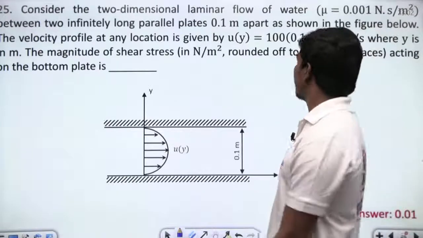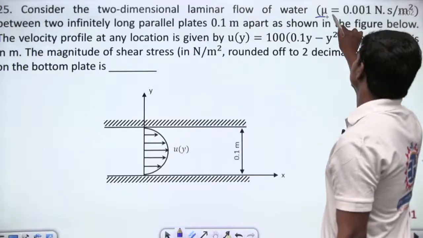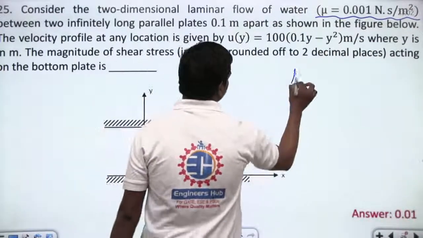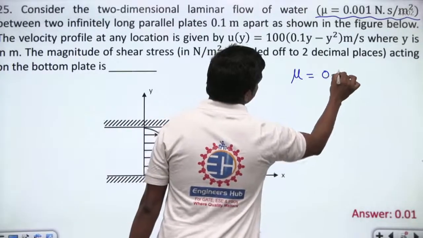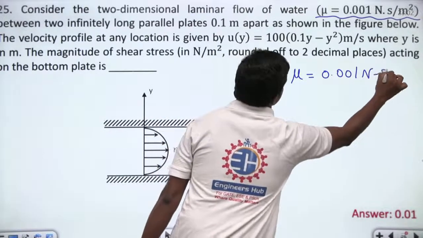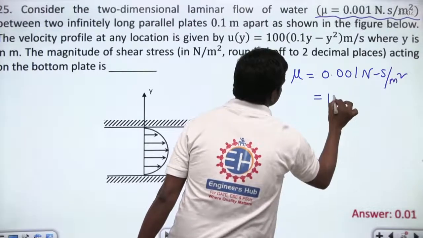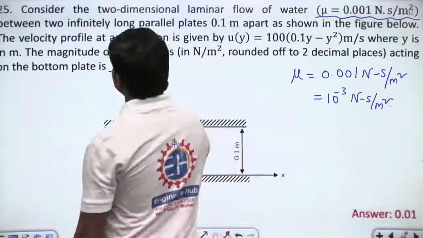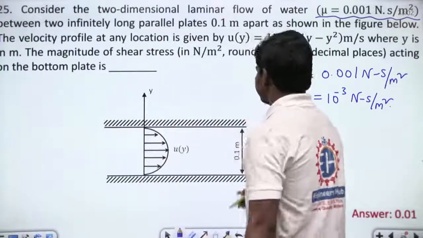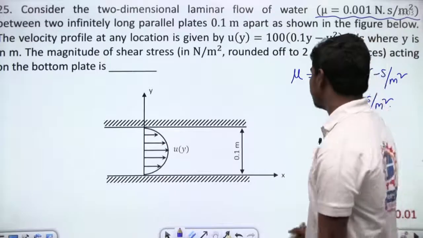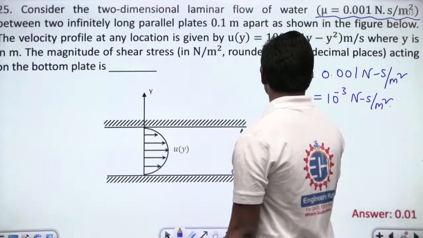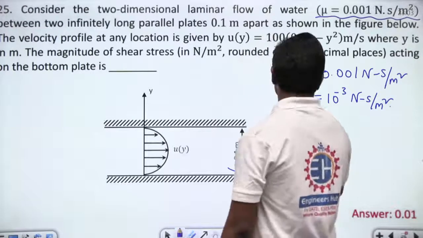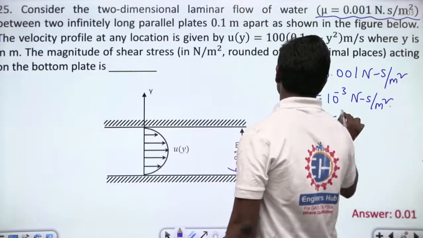Consider the two-dimensional laminar flow of water. Mu is equal to 0.001 Newton second per meter square. So the dynamic viscosity is given, which can be written as 10 to the power minus 3 Newton second per meter square. Then between two infinitely long plates 0.1 meter apart, so this distance is 0.1. If I call the gap between the plates H, then H is equal to 0.1 meter, which is 10 to the power minus 1 meter.